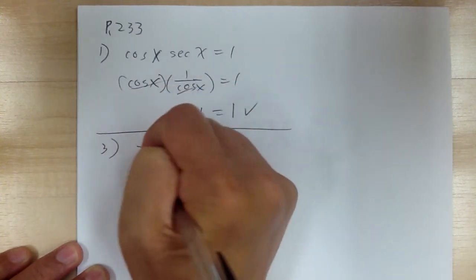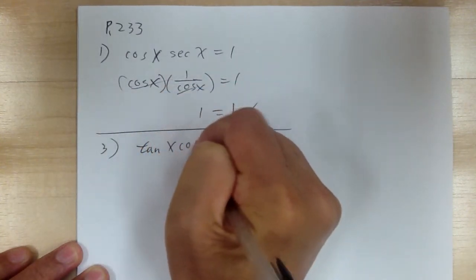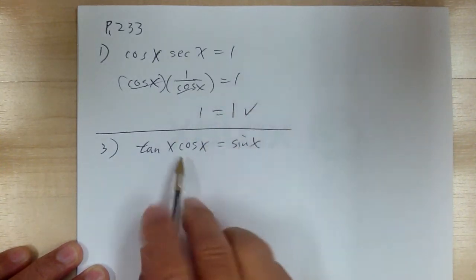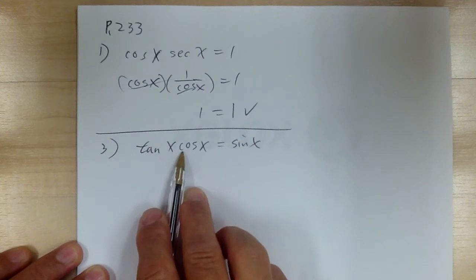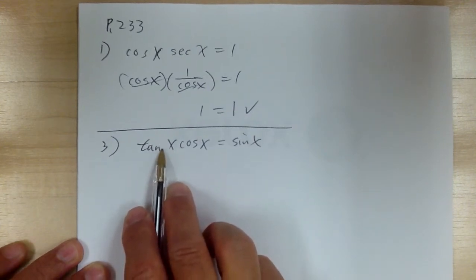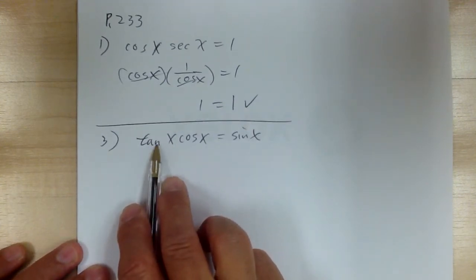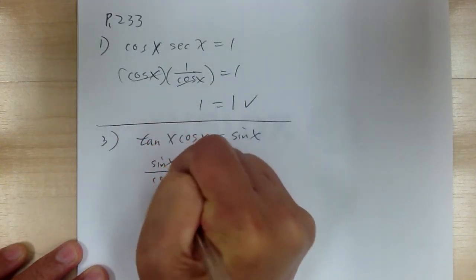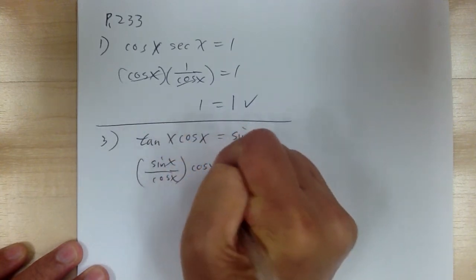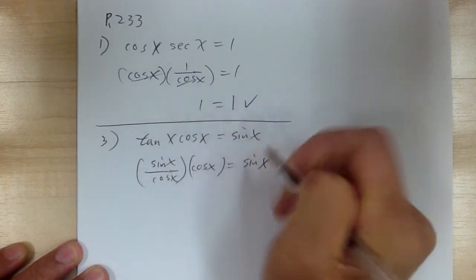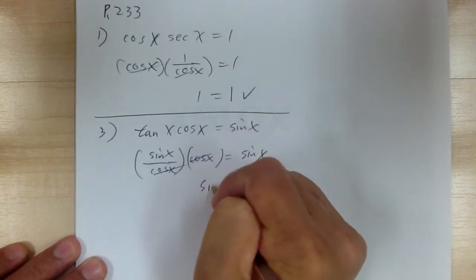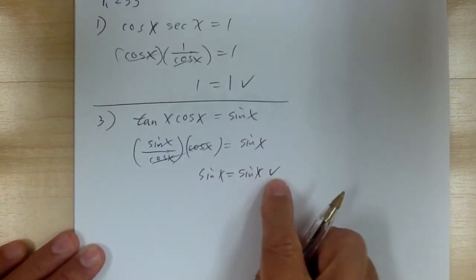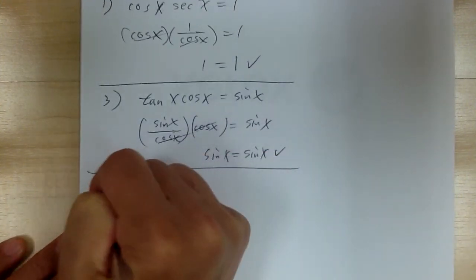Let's go to 3. You have tangent x cosine x equal to sine x. Again, this side is more complicated, so let's simplify this side. Let's change everything to sine and cosine. So tangent is sine over cosine. And the cosine cancels out, so you got sine x equal to sine x. Make sure you have exactly the same and you put a check mark. Okay, so that's how you verify.